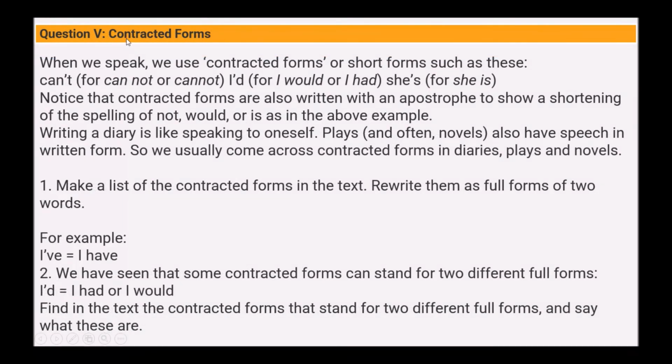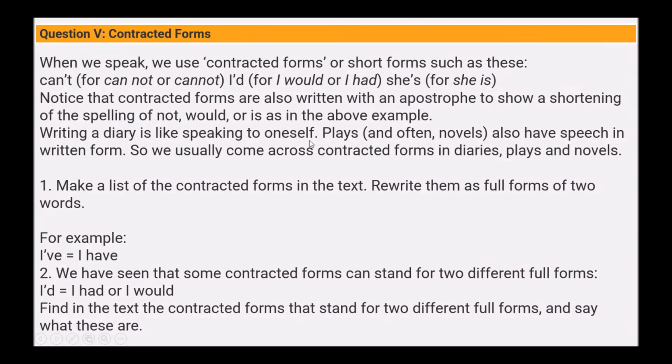Next is contracted forms. When we speak, we use contracted forms or short forms such as can't for cannot, I'd for I had or I would, she's for she is. Notice that contracted forms are also written with an apostrophe to form a shortening of the spellings of not, would or is, as in the above examples.